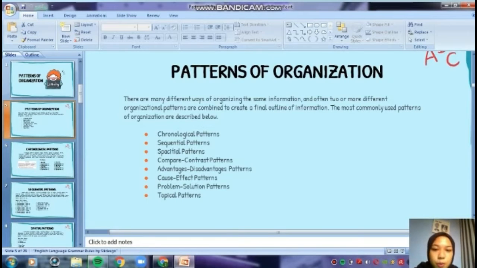There are many different ways of organizing the same information, and often two or more different organizational patterns are combined to create a final outline of information. The most commonly used patterns of organization are described below: chronological patterns, sequential patterns, spatial patterns, compare-contrast patterns, advantage-disadvantage patterns, cause and effect patterns, problem-solution patterns, topical patterns.